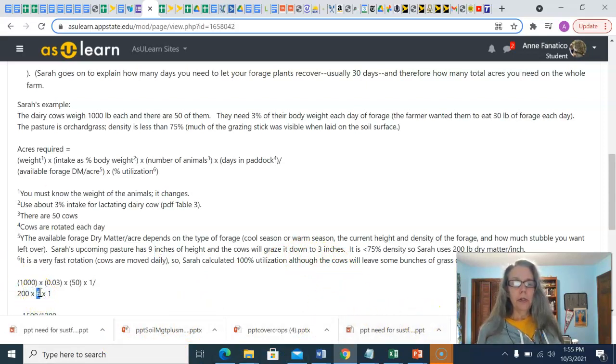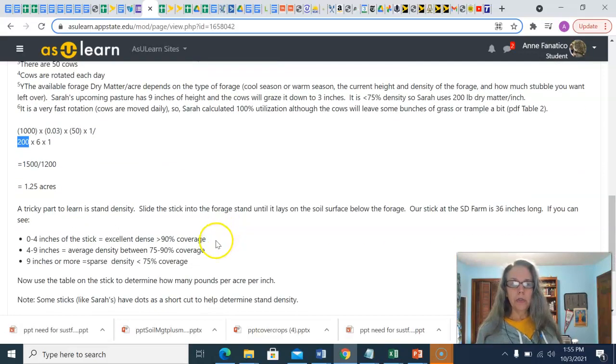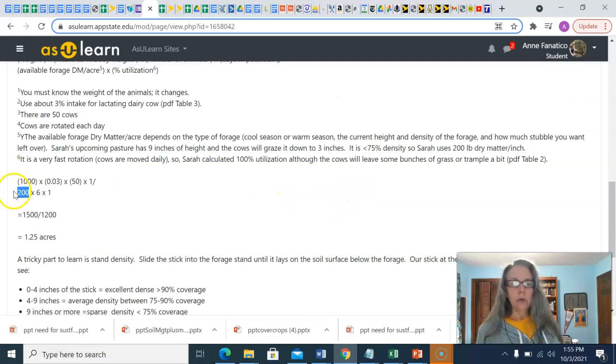And this was actually the formula that she used, that she had 50 cows. So in the numerator, here's the 50 cows. They weighed about 1,000 pounds each. And I think they were lactating. They needed 3% of their body weight, dry matter 3%. And then she only left them out in that paddock for 1 day. And so she divided this whole numerator by her denominator of 200 pounds per acre per inch of dry matter. And she got that because she was working with a cool season grass, and she determined that hers was kind of an average stand, and so she had 200 pounds of dry matter per acre per inch, and she multiplied this by the number of inches she was working with, and she was intending on getting 100% utilization.